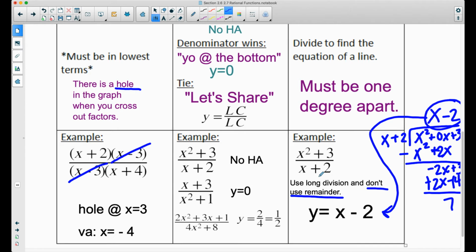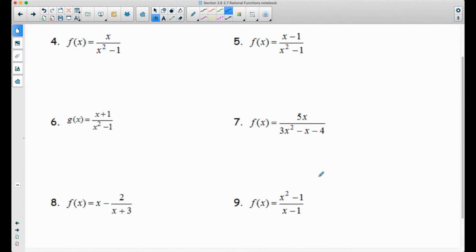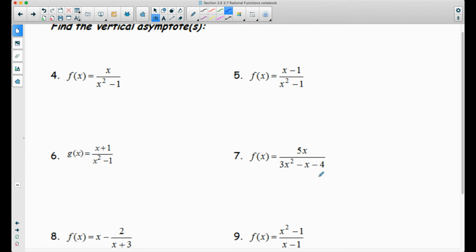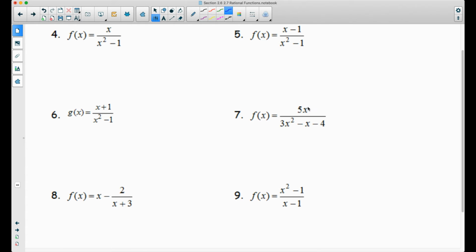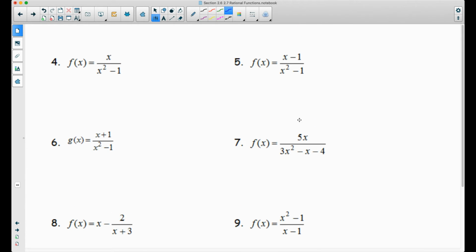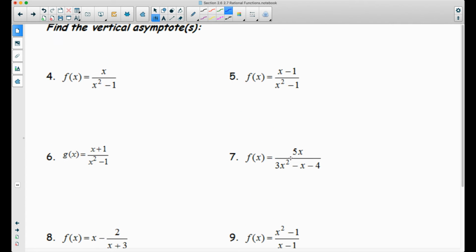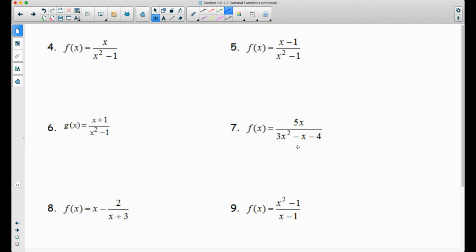So only find my vertical asymptotes and holes here. Okay? Vertical asymptotes and holes. Trying to get it so where y'all can still see it. That's not going to work. Okay, vertical asymptotes and holes. All of them.